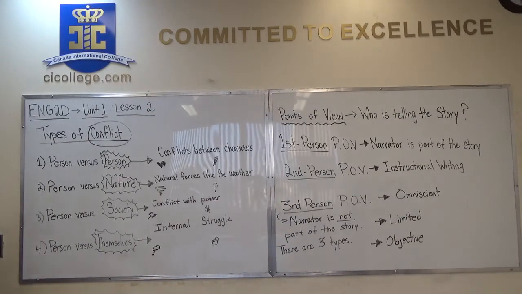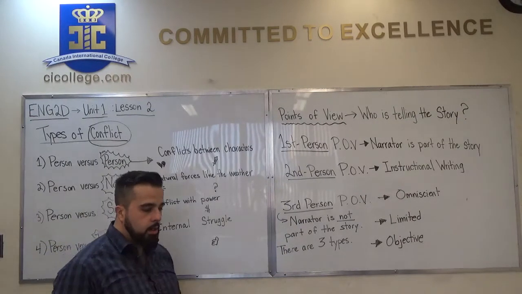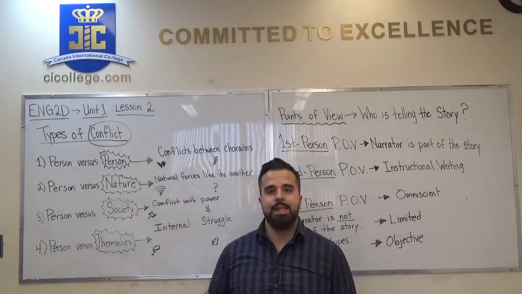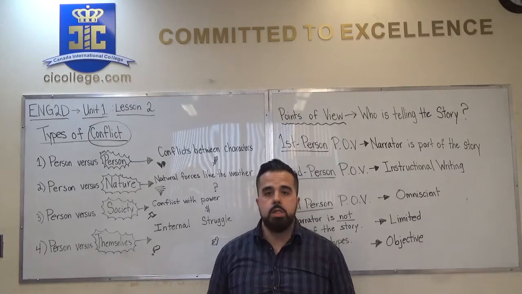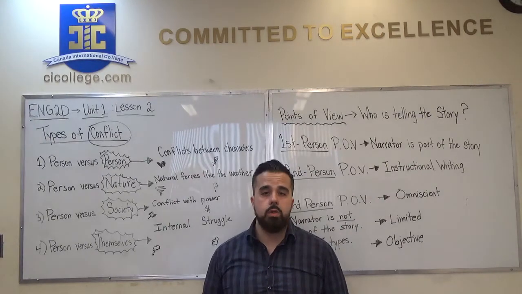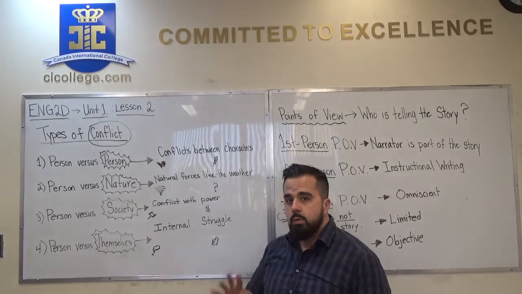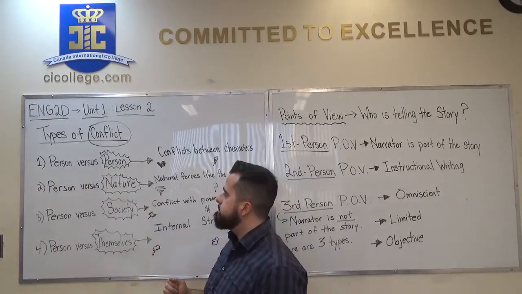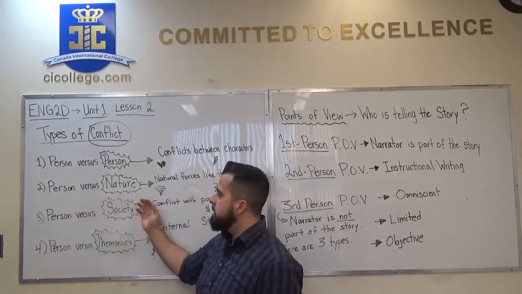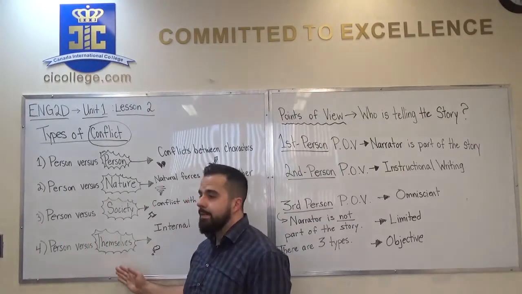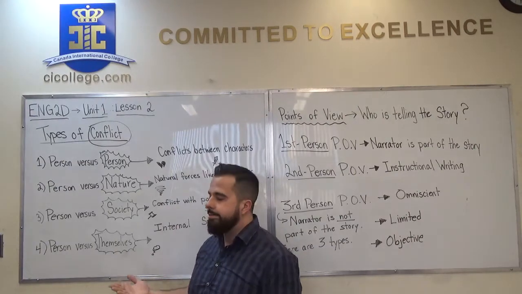So let's remember what types of conflict there are and what conflict is. Conflict is a problem in the story, something that needs to be solved. Winners and losers, big changes. Without conflict, there really is no story because nothing interesting is happening. So we have four different types of conflict. We have person versus person, person versus nature, person versus society, and person versus themselves, or person versus self.